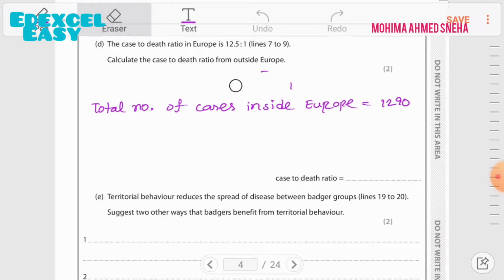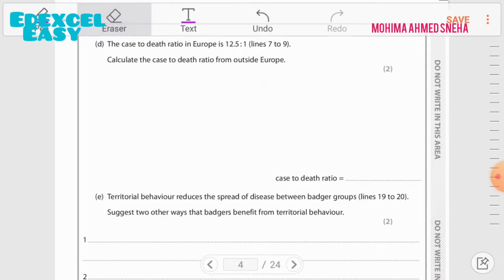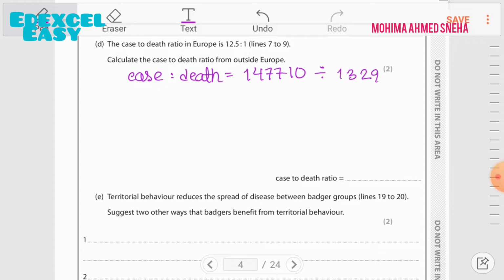I'm gonna rub all these, and now we need to find the ratio of death case to death ratio. So case is to death. The total number of cases outside Europe was 147,710 divided by total number of deaths outside Europe was 13297, and if you calculate it, you will get a value of 11.1:1. So this is the ratio for total number of cases is to death.